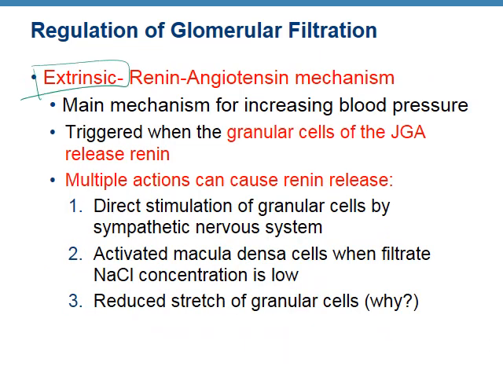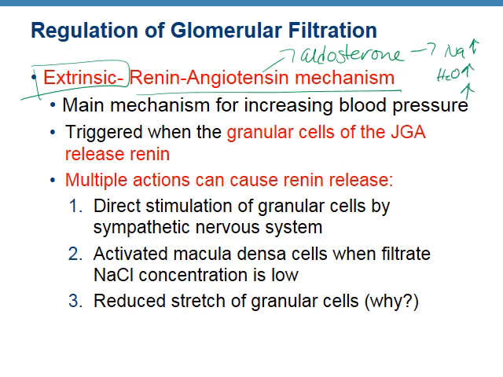So there's another extrinsic control. It's the renin-angiotensin mechanism. So remember, eventually this is going to trigger aldosterone and eventually trigger sodium reabsorption. That causes water to be reabsorbed, which causes increased blood volume, which causes increased blood pressure. This is the main mechanism that we have for increasing our blood pressure, and it can be triggered by those granular cells. So the granular cells are the ones that actually release renin.